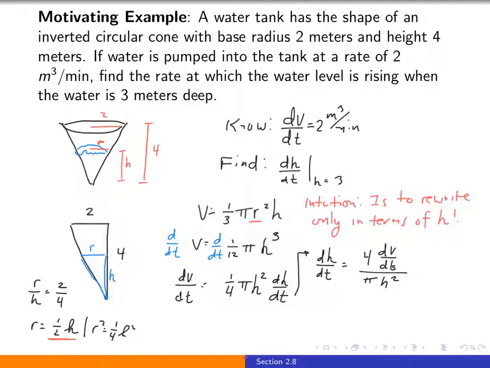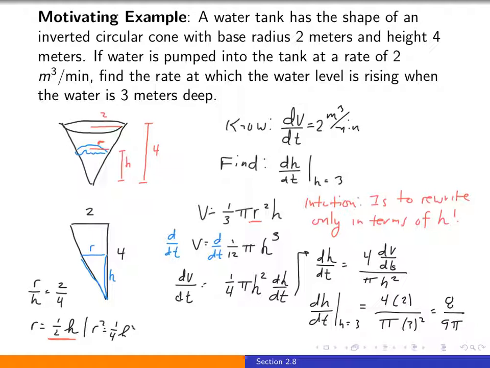And now we're in an ideal situation. We want to know dh/dt when h is equal to 3. So we can just plug in all of the known quantities. So 4 times dV/dt, which is 2, over pi times h squared, so 3 squared. So that gives us 8 over 9 pi.